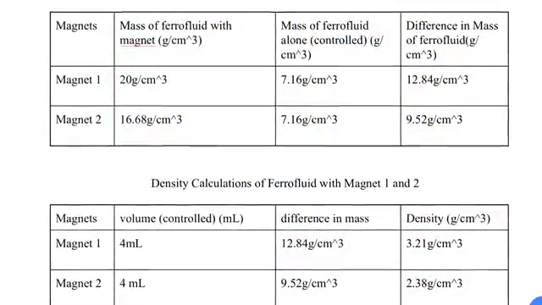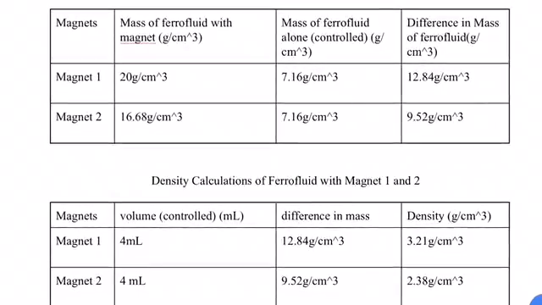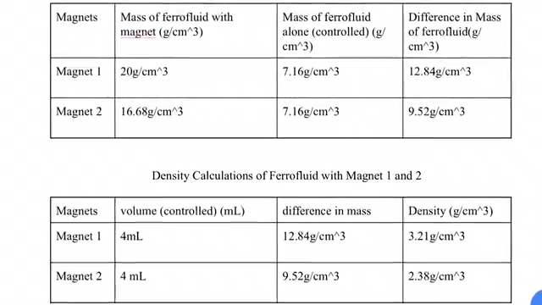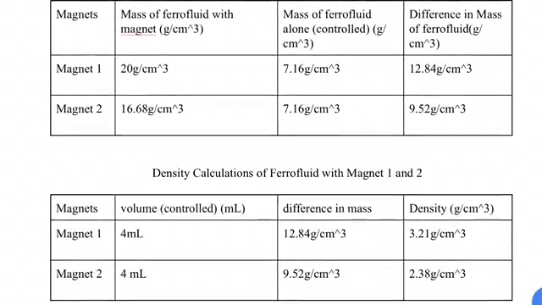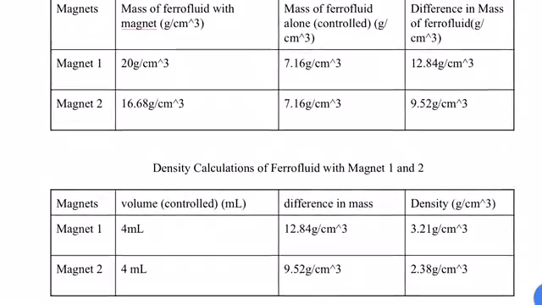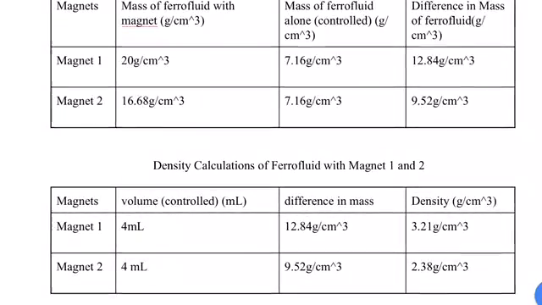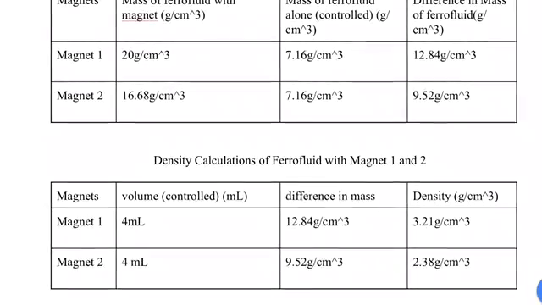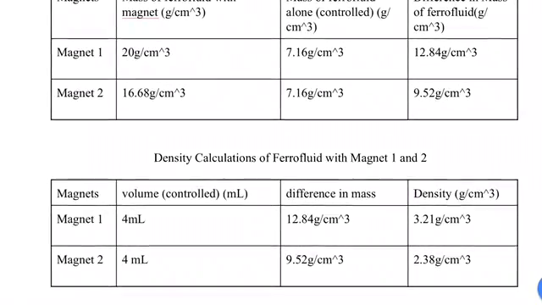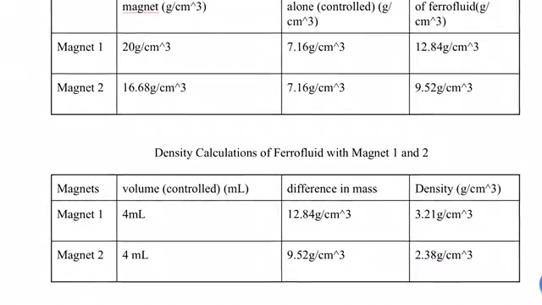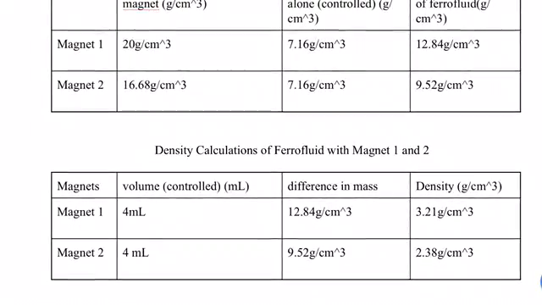After having conducted the experiment, it was found that the mass of ferrofluid with the stronger magnet was 20 grams, whereas the mass with the weaker magnet was 16.68 grams. Using the volume as a constant, which was 4 milliliters, we found that the density with the stronger magnet was 3.21 grams per centimeter cubed, while the density with the weaker magnet was 2.38 grams per centimeter cubed.